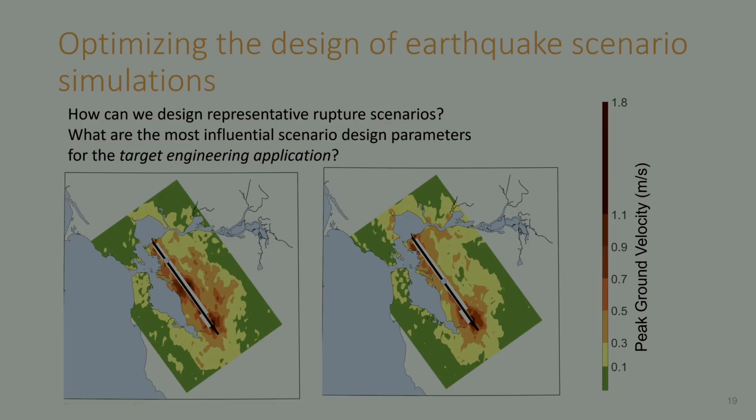And so this is the question of what I call optimizing the design of earthquake scenario experiments. When we say experiments, we typically think of lab experiments, but there's been a lot of literature on working with computer experiments and optimizing the design of computer experiments. So some of the questions we're looking at are related to how we can design representative rupture scenarios. What is the representative rupture scenario, right? How do we determine that?